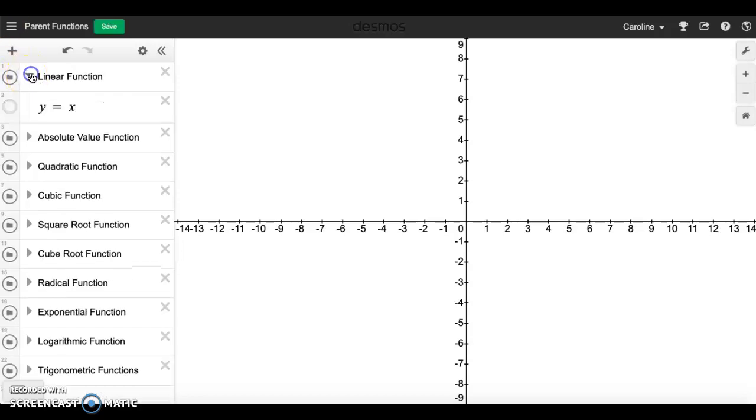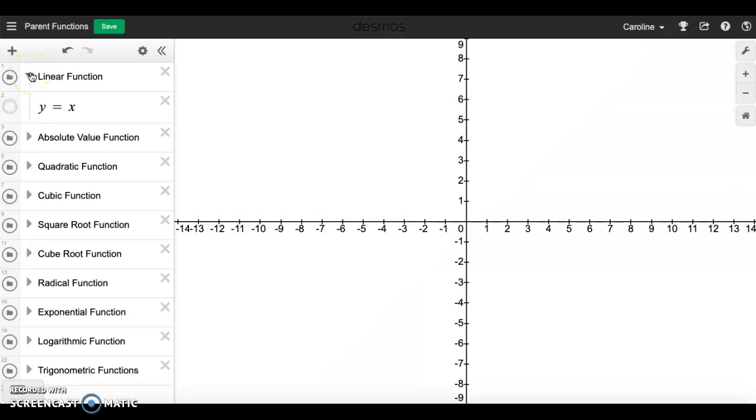If I click down into this, the linear function is the y equals x function, or y equals mx plus b. I'm going to click this graph on, and you'll notice a linear function makes a straight line. So when you see a function that makes a straight line, that's our linear function. It's the y equals x function.